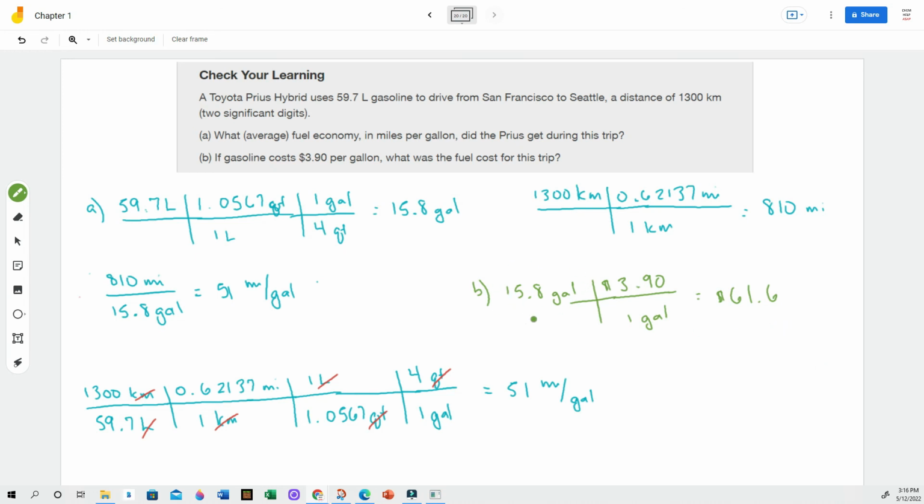Now let's check our sig figs here. So we started with 15.8 gallons. Again, that is from this calculation up here that has 3 sig figs. Our cost per gallon here also has 3 sig figs. This 0 here is significant. So I should have 3 sig figs in my answer, which I do right here. Now usually when we report money, we report it to 2 decimal places always. So you might also see $61.60 written like this.